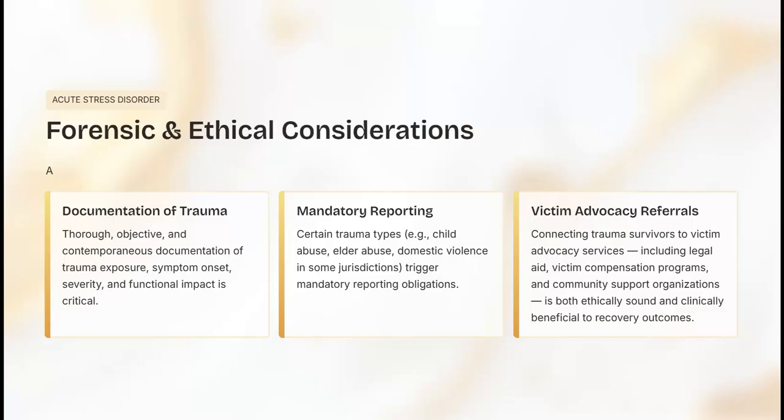So let's talk about forensic and ethical considerations. Acute stress disorder usually happens in some type of complex situation, like an accident, assault, a workplace injury, or a disaster. So there's usually heightened attention for making sure that documentation is correct. You want to make sure you're writing contemporaneous, objective notes on the trauma exposure, the symptom onset, the severity, and how it impacts them, their functional impact.